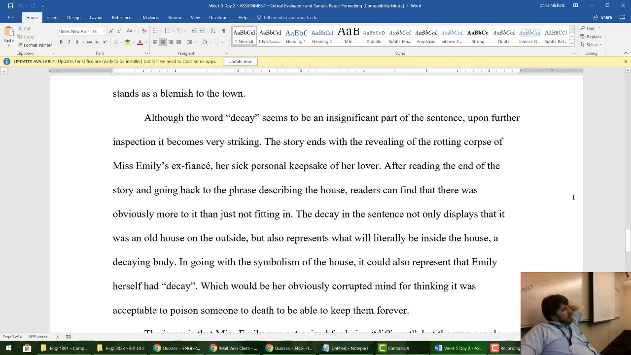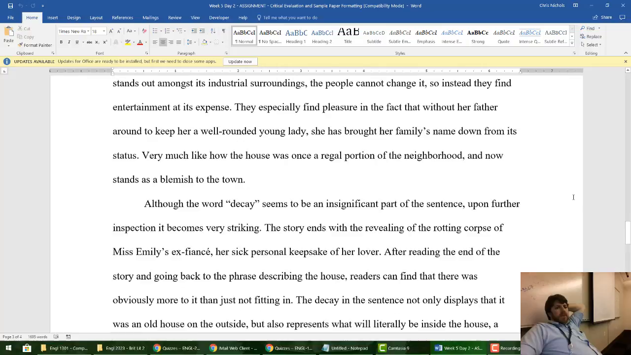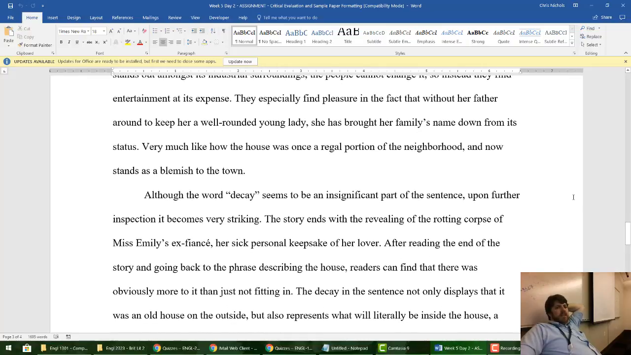And so that's the part about the social stuff, how she stands out as a blemish in the town. Oh, wait. Did I read the rest of that paragraph? They especially find pleasure in the fact that without her father around to keep her a well-rounded young lady, she has brought her family's name down from its status. Very much like how the house was once a regal portion of the neighborhood, now stands as a blemish to the town. So it's like, okay, nice comparison. I like that. Probably have an A at this point.